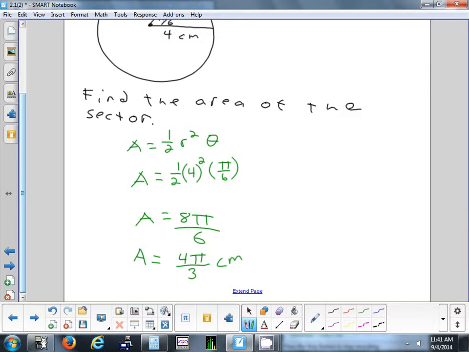So I go back, I look at my problem, look at the units they used. They used centimeters to measure length. So area is square centimeters. Okay, any questions on that? Okay, so that's one type, find the area.